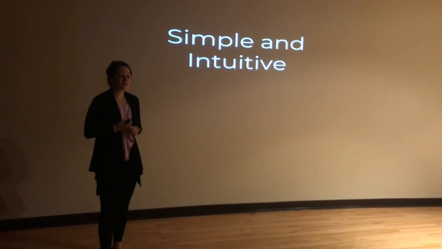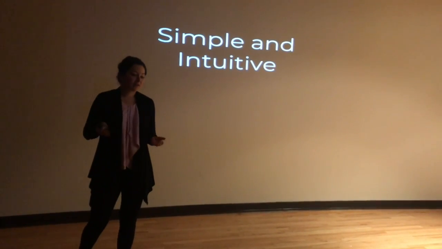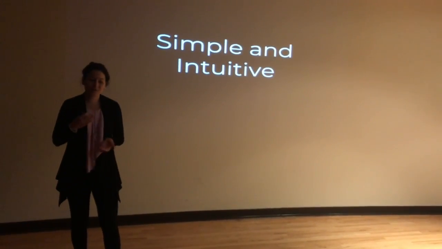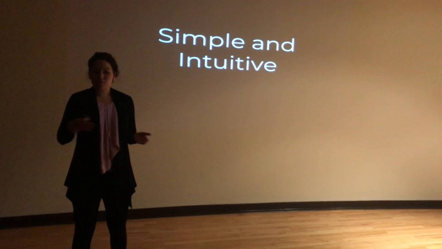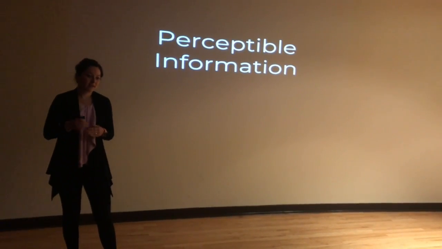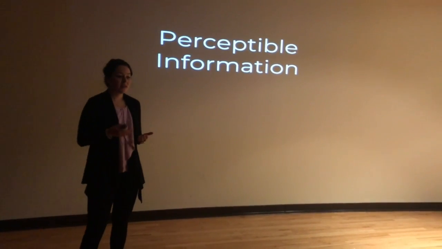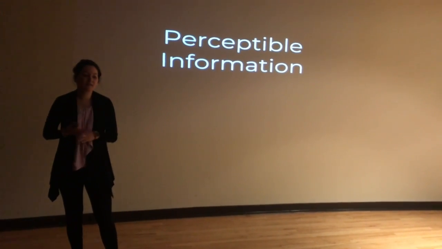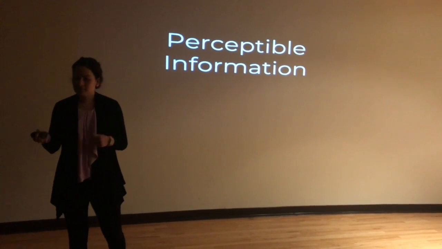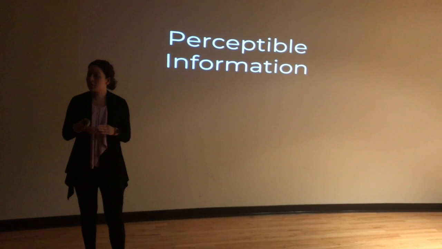The next is simple and intuitive. That means that the design is easy to understand, regardless of the knowledge of the user. It's consistent with the user's expectations, such as a moving sidewalk or an escalator. The next is perceptible information. This means that it communicates effective information regardless of conditions or the user's sensory ability. So this would give off tactile, visual, and audible cues.